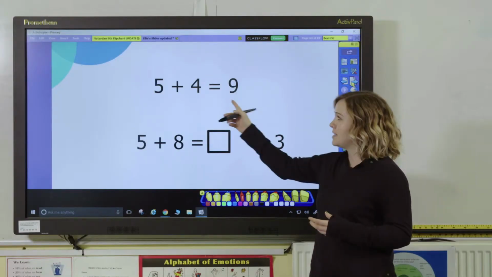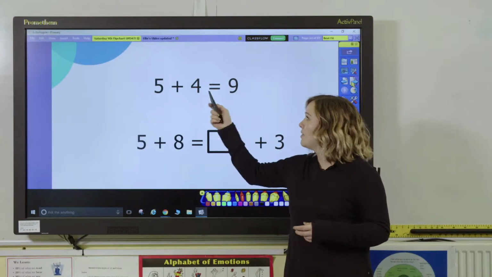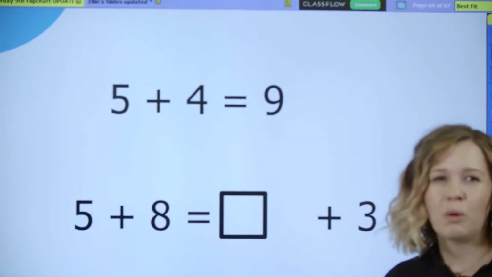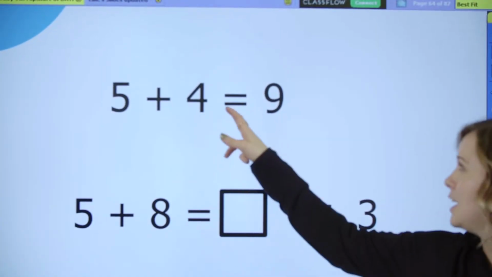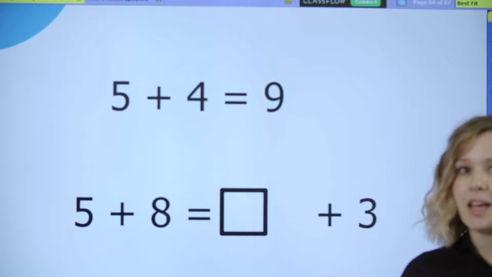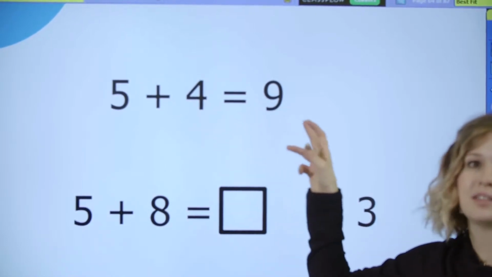So let's start with a really simple example. 5 add 4 is equal to 9. What we want pupils to understand is that this equal sign is the same as. So 5 add 4 is the same as 9.